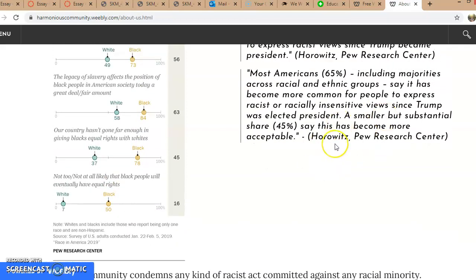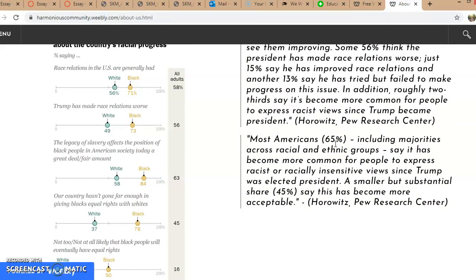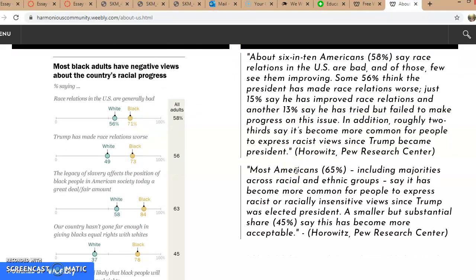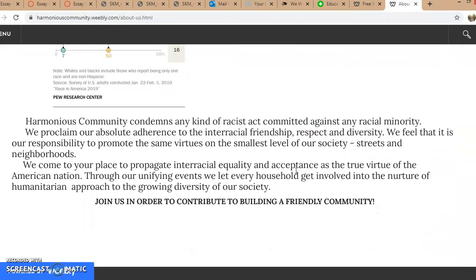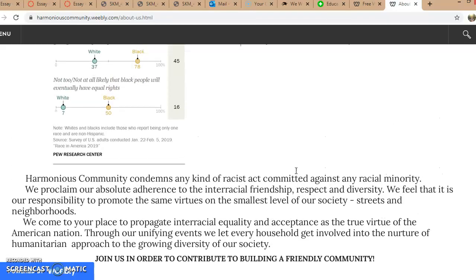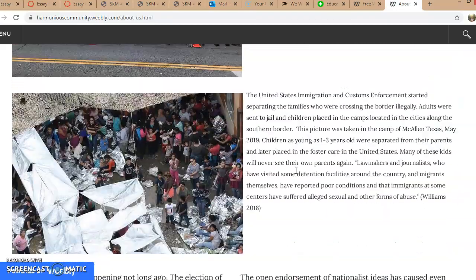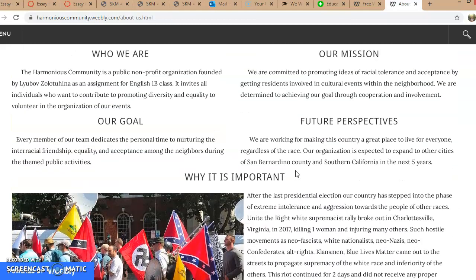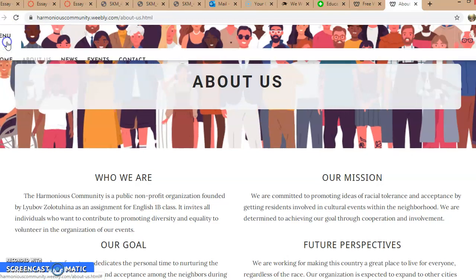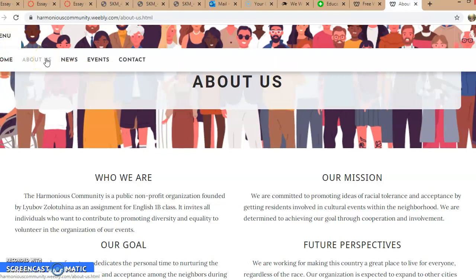This is more her credible outside sources taken from our databases, from a Pew Research Center, for example. It's a very credible place, a scholarly source there. Okay, so this is where she's highlighting the problem in the About Us page, which makes a lot of sense, right? If you want people to be a part of your organization, highlighting the problem in the About Us page makes sense, right? So then we have the newsletter.